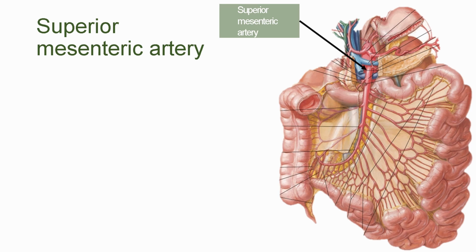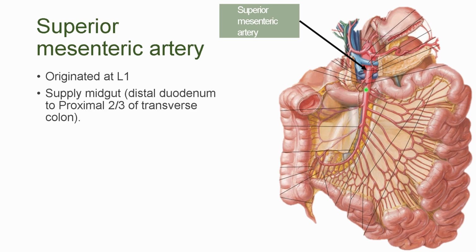Now it's time to look at the superior mesenteric artery as indicated in the diagram. It originates at the level of the L1 vertebra, below the celiac trunk. It supplies the distal part of the duodenum and the proximal two-thirds of the transverse colon, which is known as the midgut. Let's look at its branches.